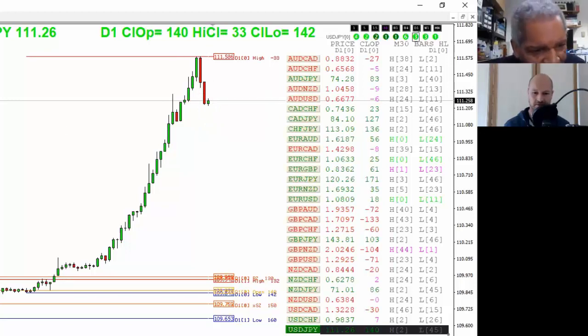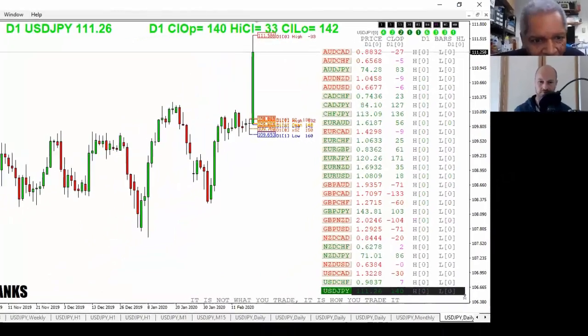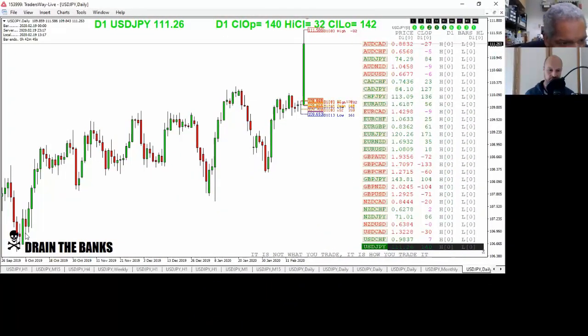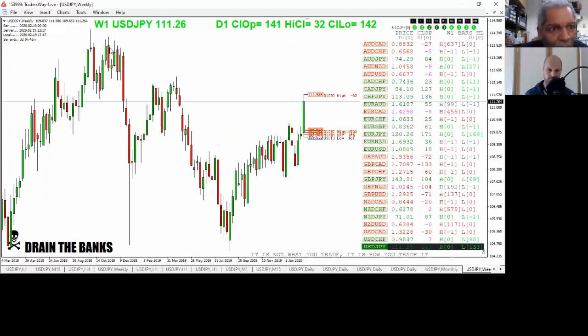But that's just one of the things where you can just use your eyes. I mean, if you want to, you can look at the daily. It's the same thing. Red followed by green. What happened next? You can go to the weekly. Here at the top, green followed by red. What happened? Green followed by red. At the bottom, red followed by green. Red followed by green. One of these is going to be it. Which one is going to be the it?